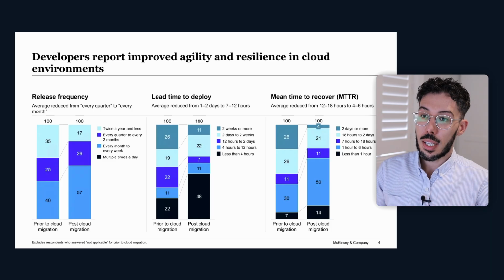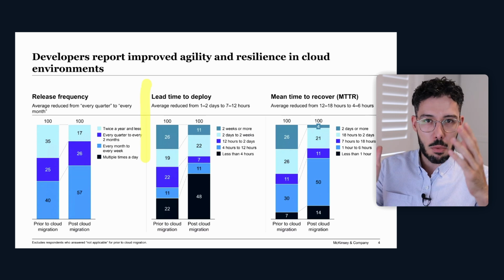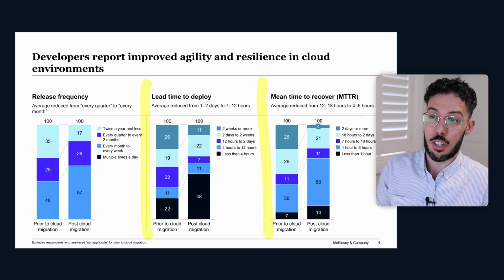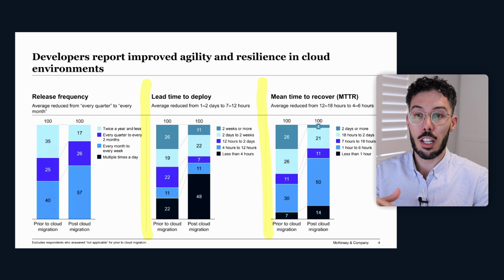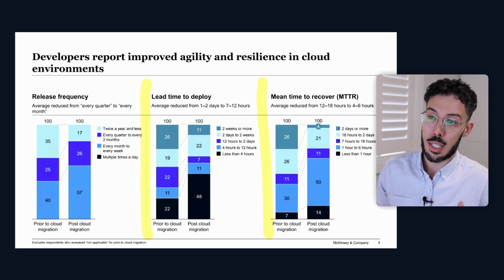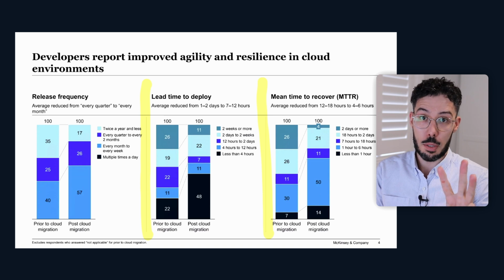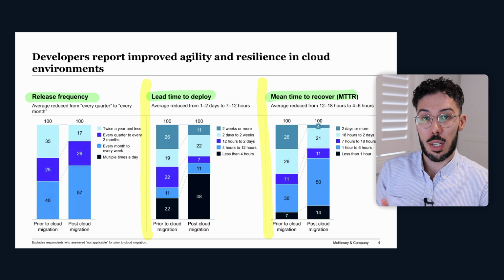As I said, sometimes the insight that you want to show requires more data. In that case, you use a panel slide. And as you can see in this McKinsey slide, a panel slide essentially divides a slide into multiple columns, and each of those columns has a different chart or visualization. So here, McKinsey are communicating the insight that developers report improved agility and resilience in cloud environments. Then they support that insight with 3 data points: release frequency, time to deploy, and time to recover.